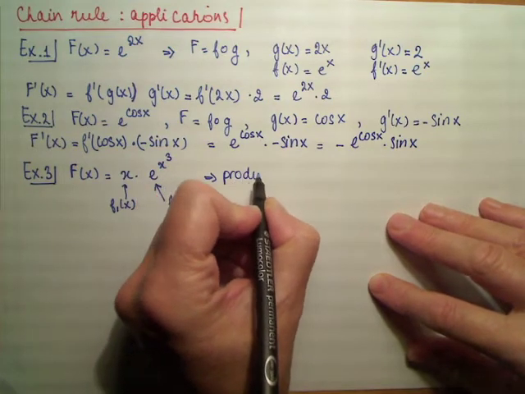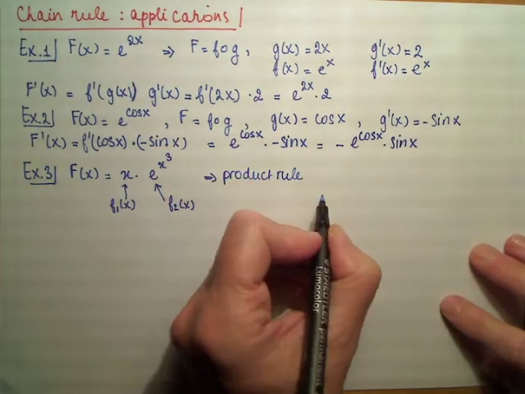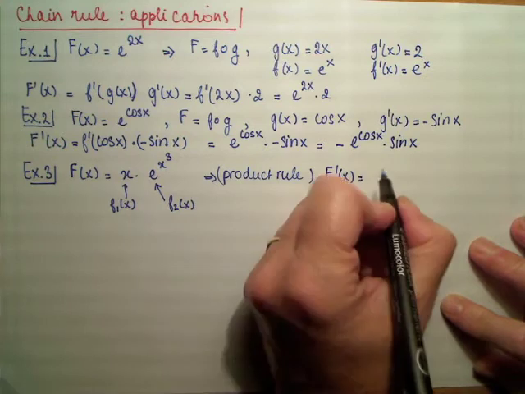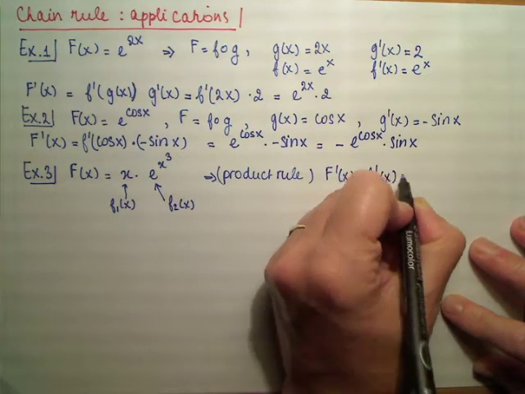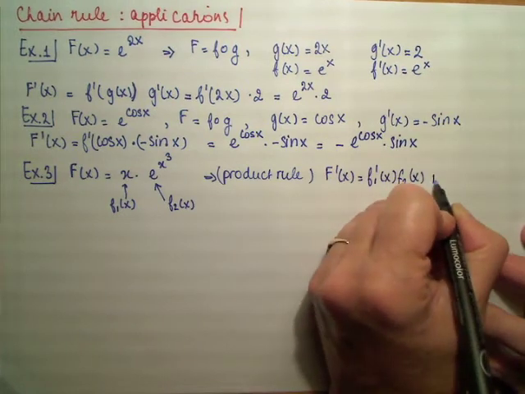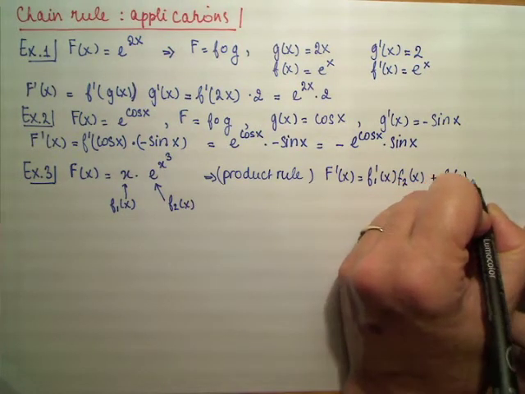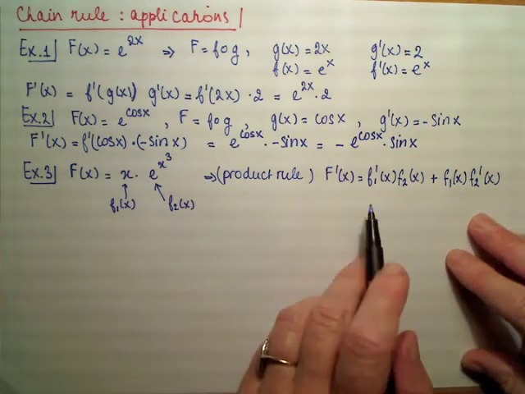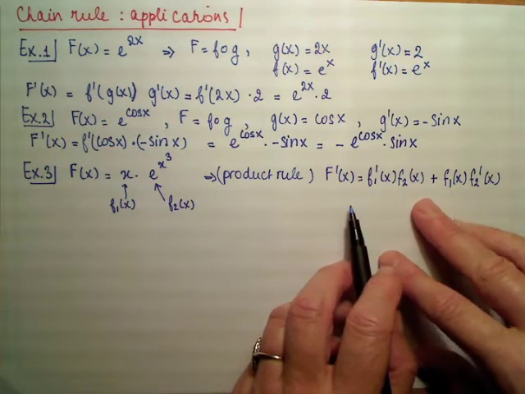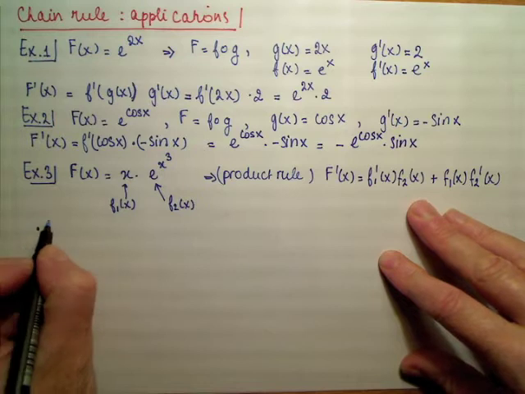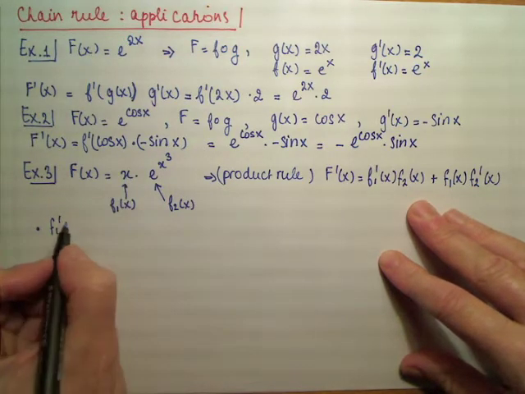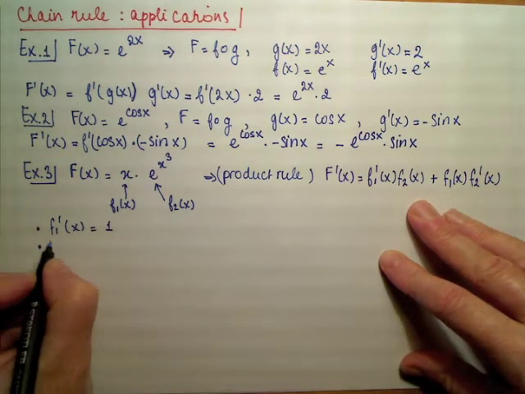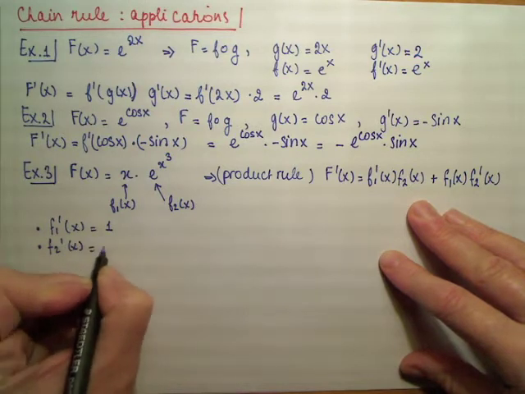Well, we had the product rule, and what the product rule said is that the derivative of capital F is equal to the derivative of f1 multiplied by f2 plus f1 multiplied by the derivative of the second function f2. So we have to compute. Well, let us compute these things. The derivative of f1 is equal to 1. What about the derivative of f2?